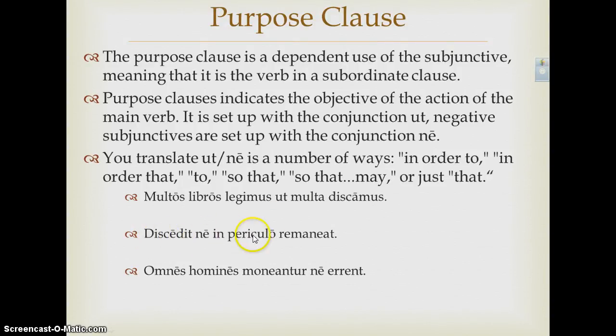Let's look at this next sentence. Discedit ne in periculo remaneat. Discedit is our main verb. It's indicative. So he goes away, not we, silly myself. He goes away so that he not remain in danger. In order that he not remain in danger. He goes away in order to not remain in danger. But we have the conjunction ne, meaning that we have to make it negative.